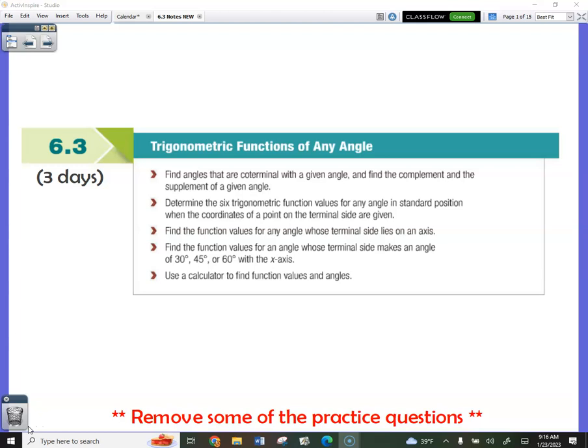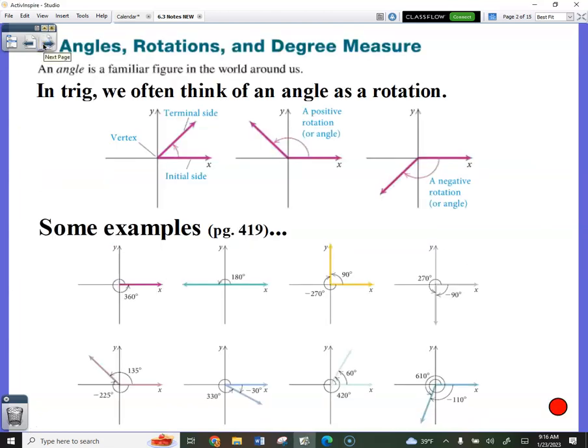Get trig functions of any angle. Okay, so we've already covered trig functions of special right triangles, and then we learned all 6 trig functions, your 3 reciprocal functions. Now we're going to look at, what if I just throw at you, find the cosine of 12 degrees, and you don't want to go straight to your calculator. That's the goal: to be able to do this without a calculator. That's what we're going to cover.